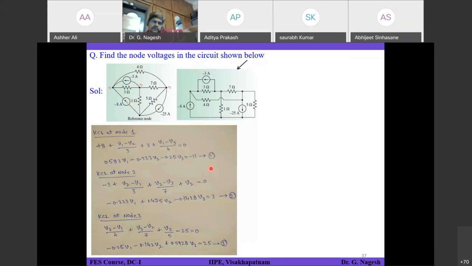Is it clear for everyone how to write these equations? Yes, sir. Does anyone have any doubt in writing this? Yes, sir.